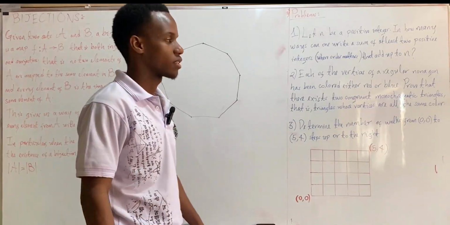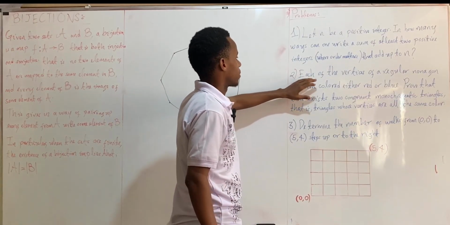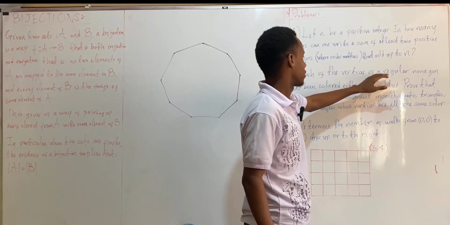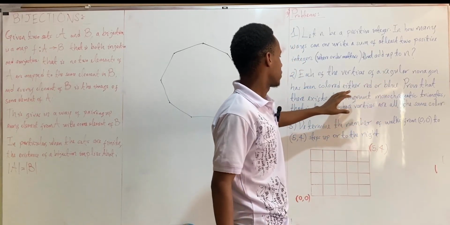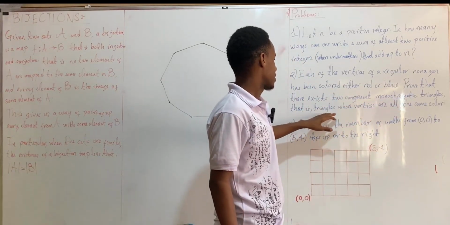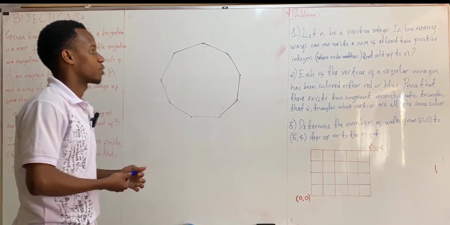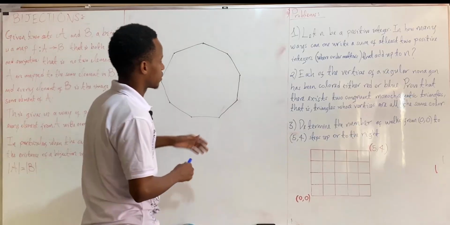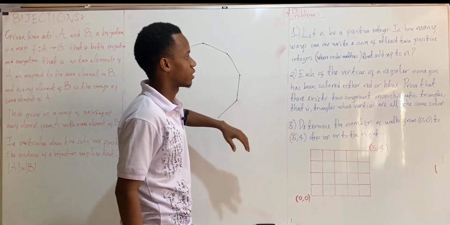We're going to continue with problem number 2. Problem number 2 says that each of the vertices of a regular nonagon has been colored either red or blue, and we're required to prove that there exist 2 congruent monochromatic triangles, that is, triangles whose vertices are the same color. In order to describe this problem, we'll start with constructing a regular nonagon.